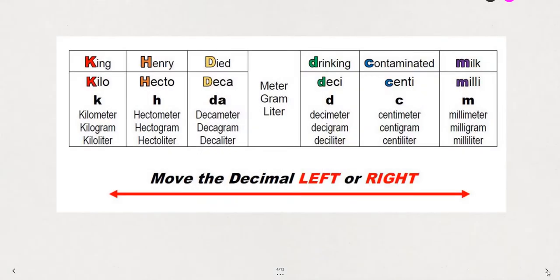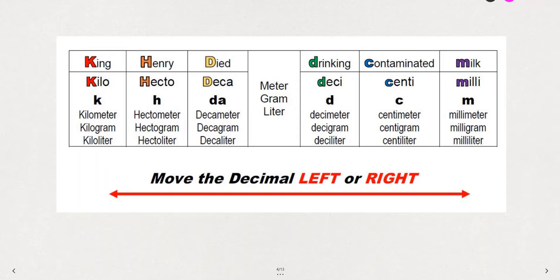Let's start with this chart. Many people use a chart, either this chart or a chart similar to this, to convert within the metric system. The reason that this chart works is because our number system is based in tens, and the metric system is based in tens. So to go from one unit to the next, you just go by tens.